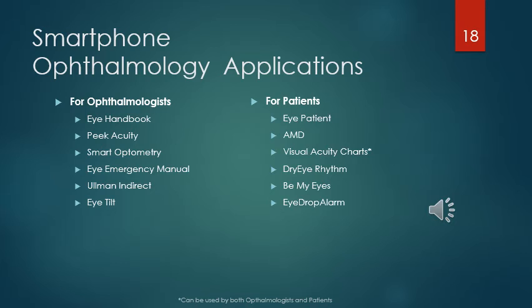iTilt is an easy and cost-effective way to measure how many degrees a patient's head is tilted during an in-person eye exam. Be My Eyes assists blind and low vision patients with volunteers who can assist them with everyday tasks. Eye Drop Alarm reminds patients when to take their eye medication. Visual acuity charts can be used both by medical professionals and patients.